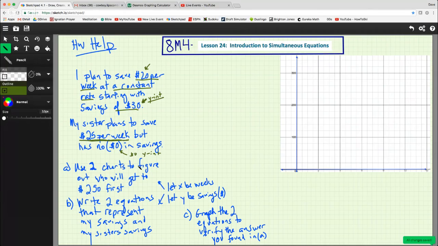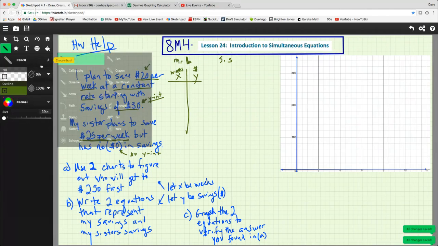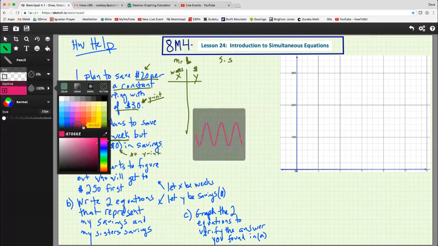Now, what I want you to do first is use two charts to figure out who will get to 250 first. So here's Mr. Lipscomb, and then I have Sis over here. Mr. Lipscomb, X, Y, and remember, X is almost always time. So time is going to be in weeks. And Y, our savings, is in dollars. This is Mr. Lipscomb. And Sis, we'll do her in pink.